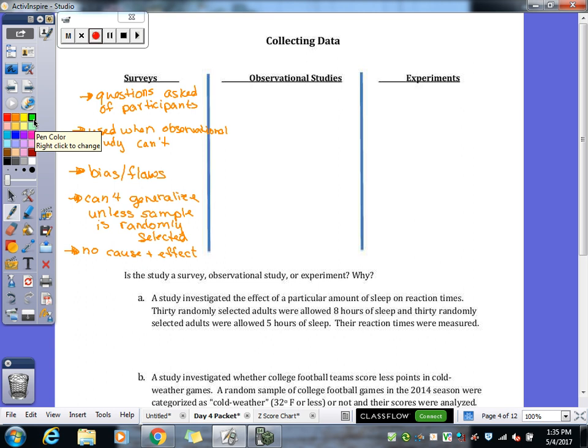So our observational studies, what those are is basically you watch something and then you report your findings. So you just watch stuff and then you report it. You have to make sure that there is no attempt to influence the data. You have to remain completely and totally out of it. So, for example, it's very tough to do observational studies.